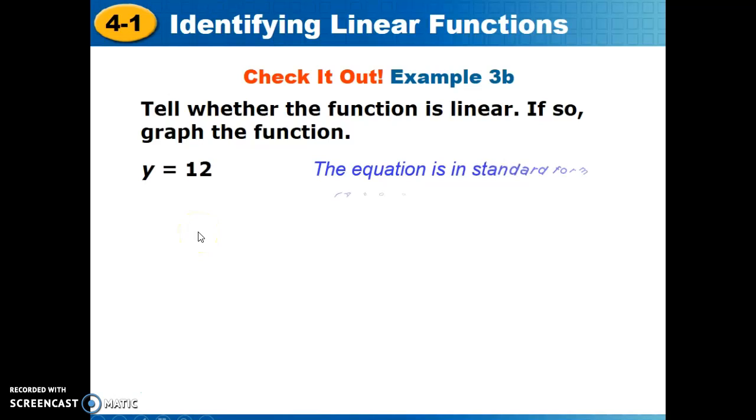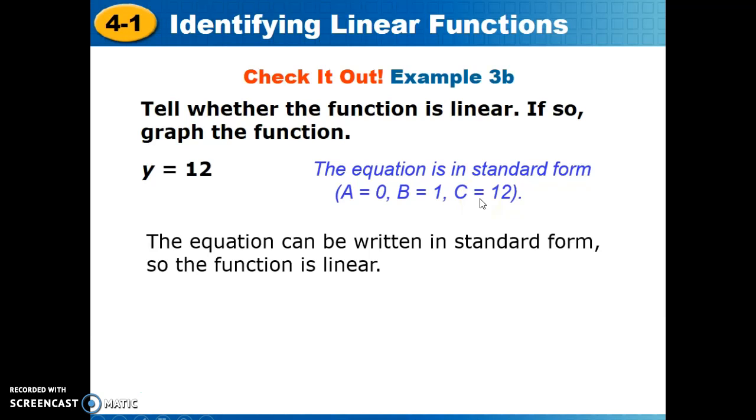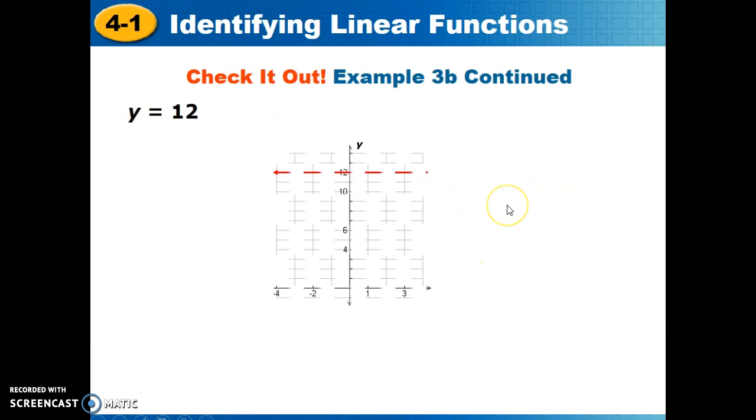So we see it's in standard form. We have 0x plus 1y equals 12, which is our C value. We have it in standard form, therefore we can graph it. We know x is multiplied by 0 each time, so it matters not what x is. 1 times 0 plus y equals 12. Well, 0 plus 12 equals 12. 2 times 0 plus 12 equals 12. Y is always 12, but x can change.